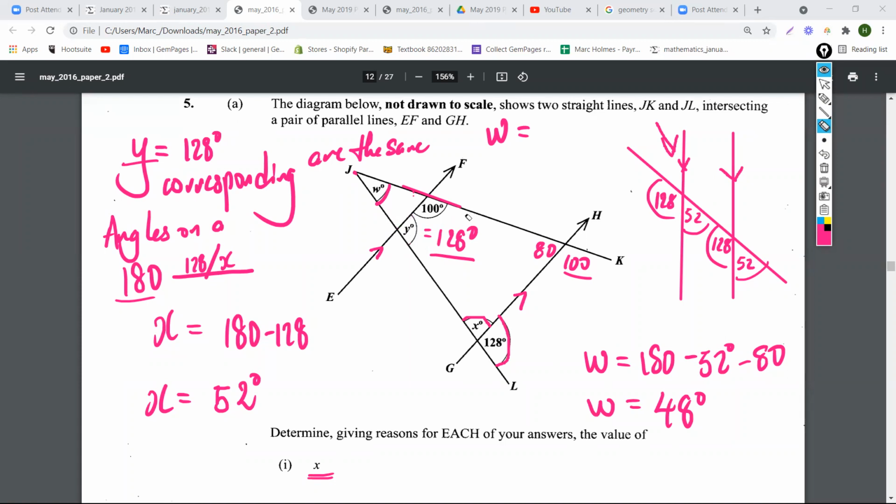You could again use the corresponding rule by using angles on a straight line, because if this is 100 degrees, then the angle on the opposite side has to be 80, the one near H and K. That has to be 80. And if it's corresponding, wait, I'm not sure if you can see.